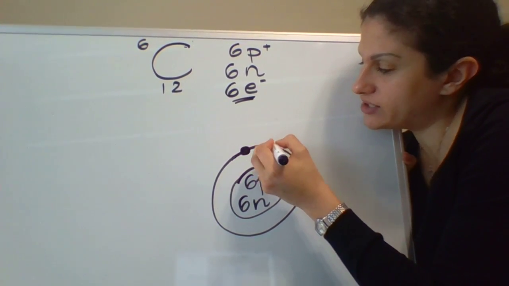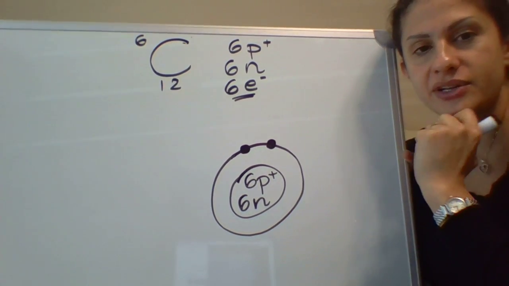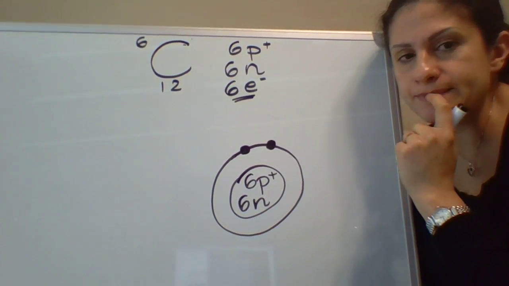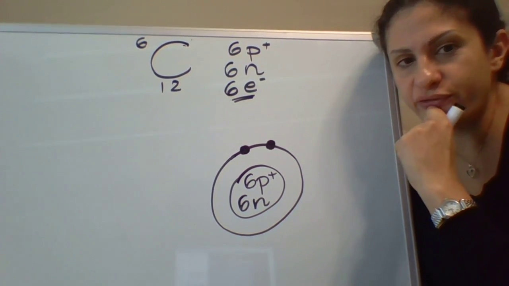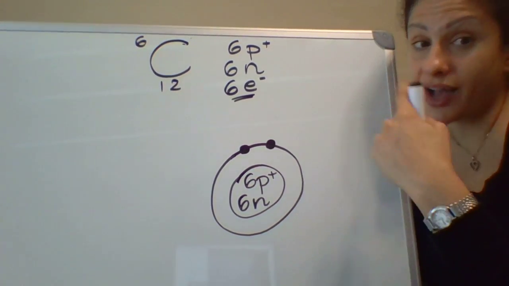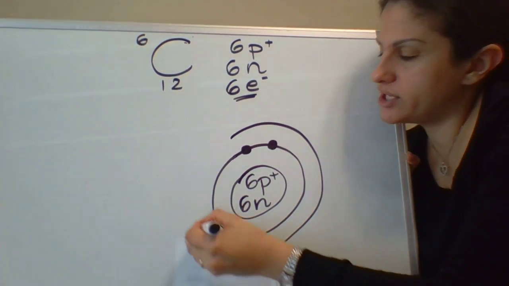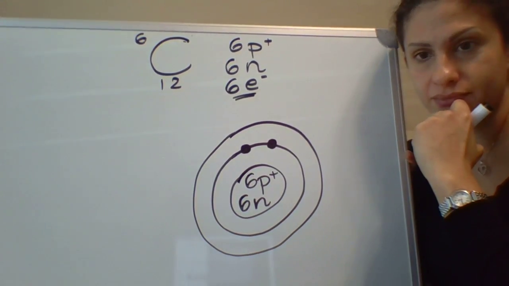And remember I said we like to do pairs. So we put another electron here. We've only shown 2 electrons. What happens to the other 4? We have to draw another shell. So here's shell number 2.